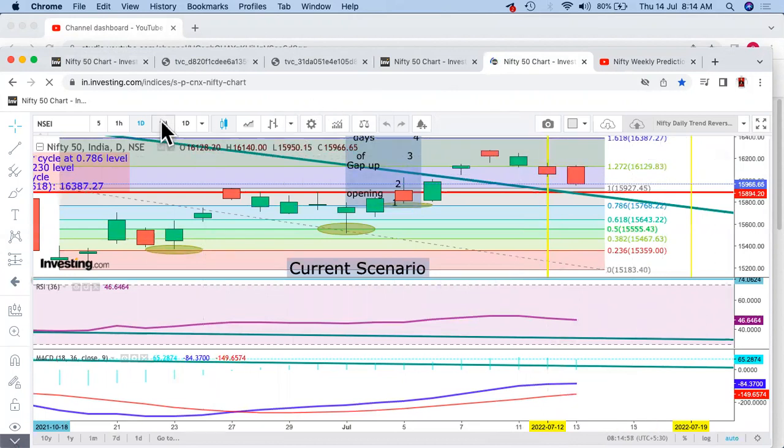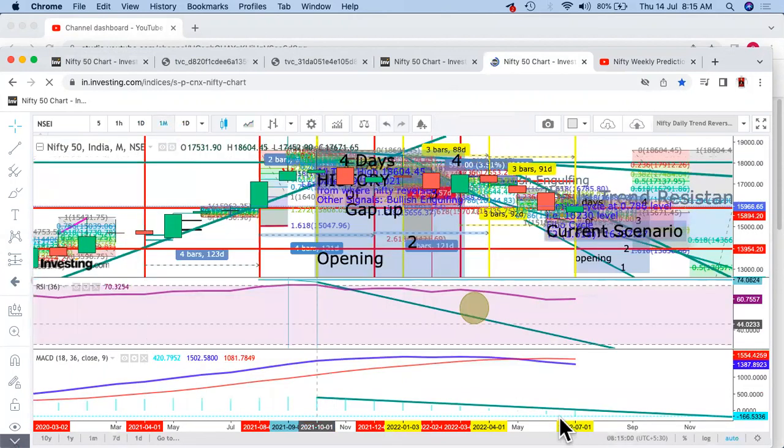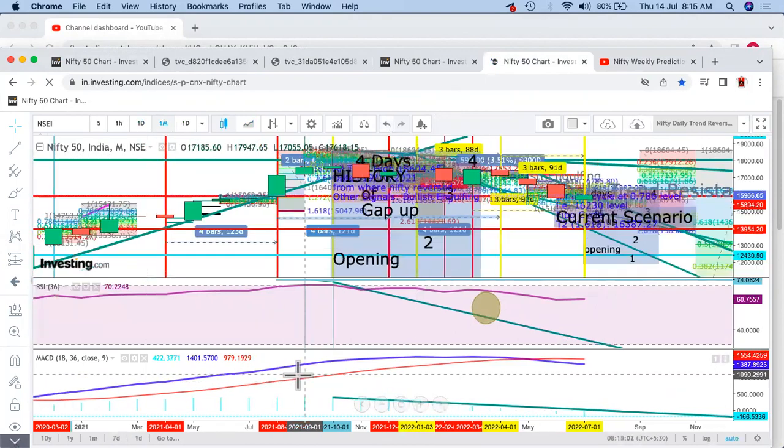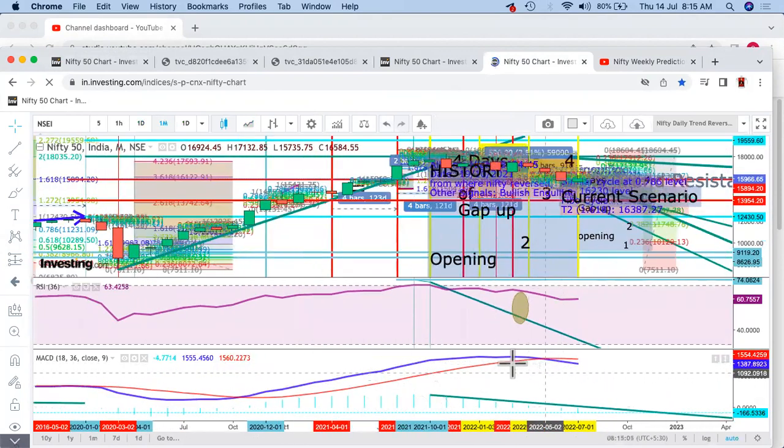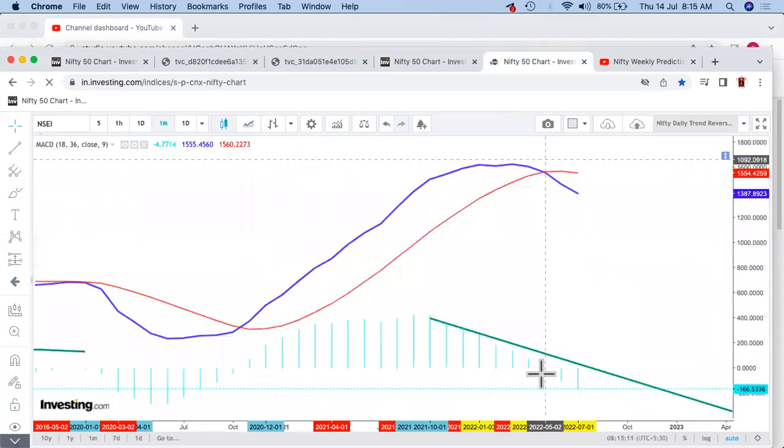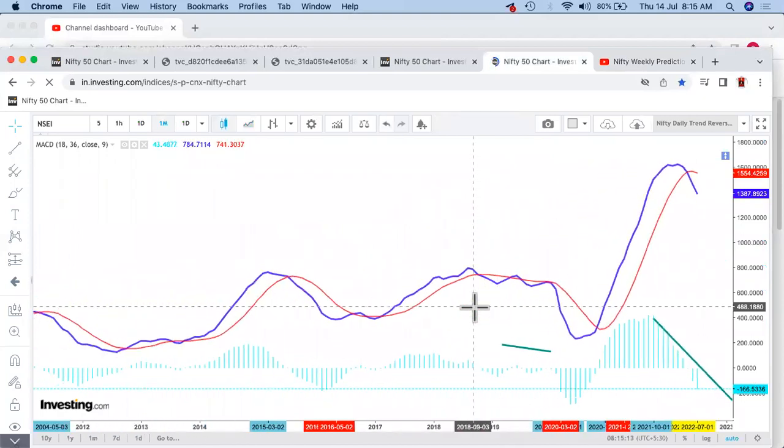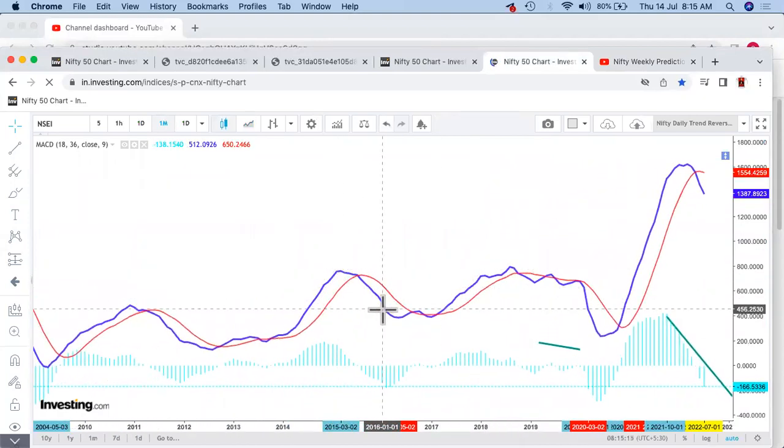So we'll go to the monthly trend, right? What we see in monthly is firstly we saw a crossover, right? A crossover is like the blue line crosses the red line from the top and comes down, right? And this has specifically happened only a few times, whenever there had been a bear cycle.